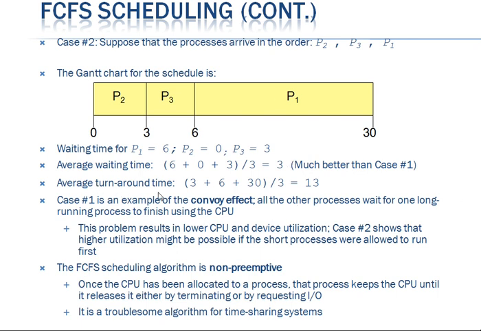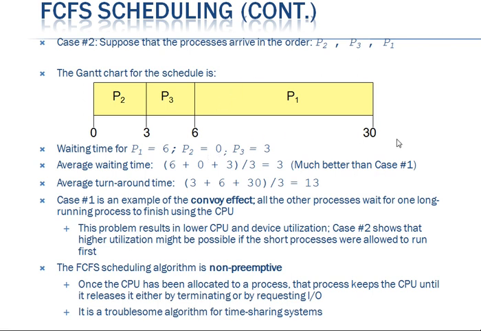Then we try to find out the average turnaround time, which in this case is 13. In the earlier case we saw that it is 27. So the order of arrival also matters a lot in minimizing the waiting time and average turnaround time.